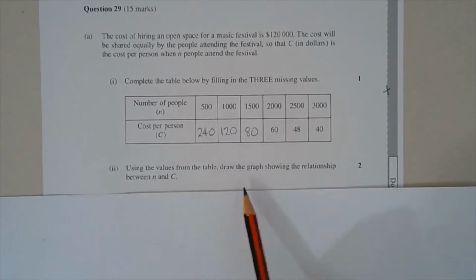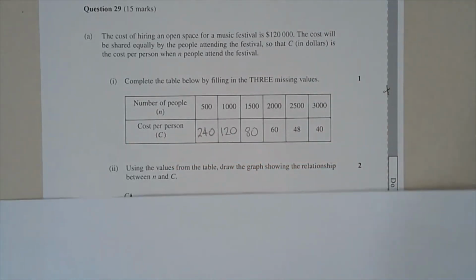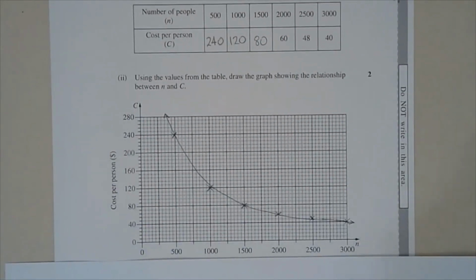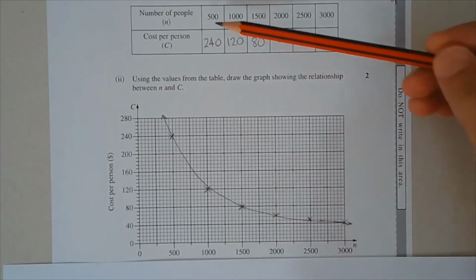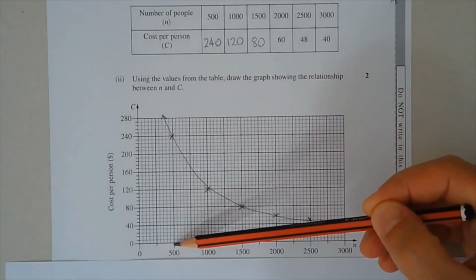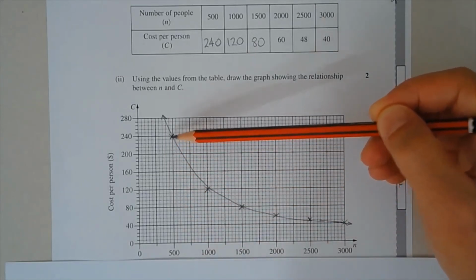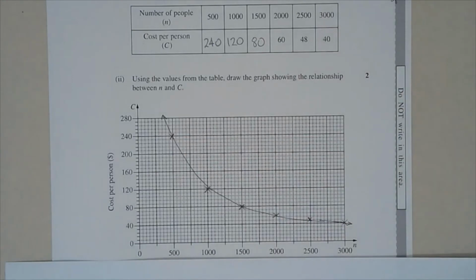Using the values from the table, draw the graph showing the relationship between N and C. Now, the top row of the table of values corresponds to the x-axis coordinates, and the bottom row, of course, corresponds to the y-axis coordinates. So I'll just reveal the graph, and it should look something like this. Okay, so each column represents a coordinate pair. So, for example, 500, 240. So locate 500 on the x-axis, and then project upwards until you reach 240, mark a point, and then just mark all the points in turn that correspond to all the columns, and then just a neat sketch of the graph there.